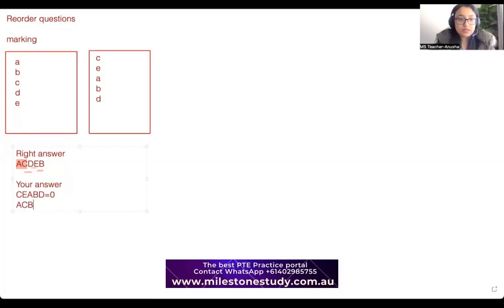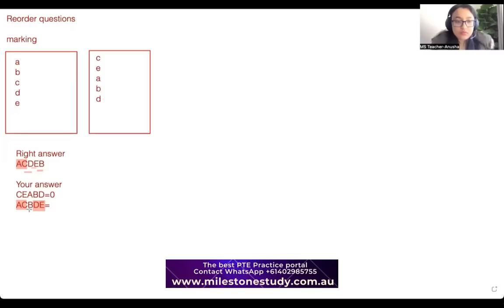A, C, B, D, E. Now tell me how many marks this one gets. 2 marks. Okay, for which pairs? AC and DE. Because B comes in the middle, it doesn't match with any other sentences.